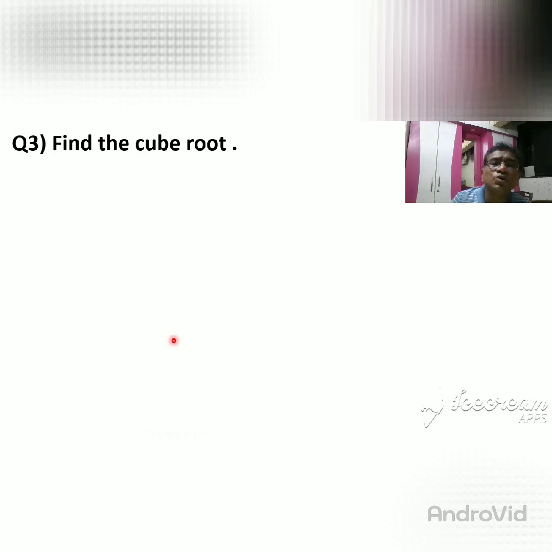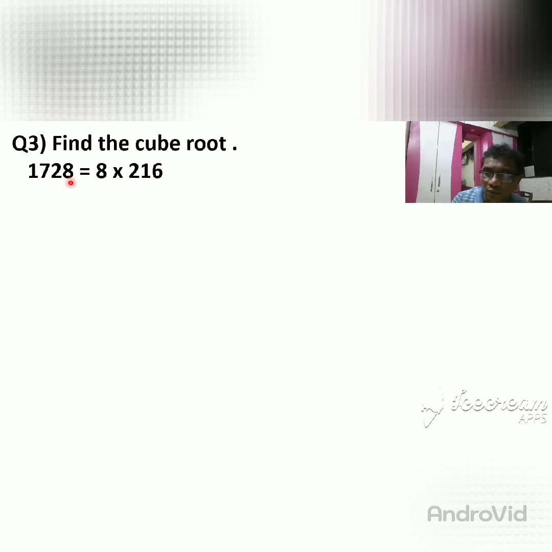Find the cube root of 1728. 1728 is the number whose cube root you want to find out. So which is the unit place here? The unit place is 8. So that 8 is divided into 1728. See, this 8 is divided.